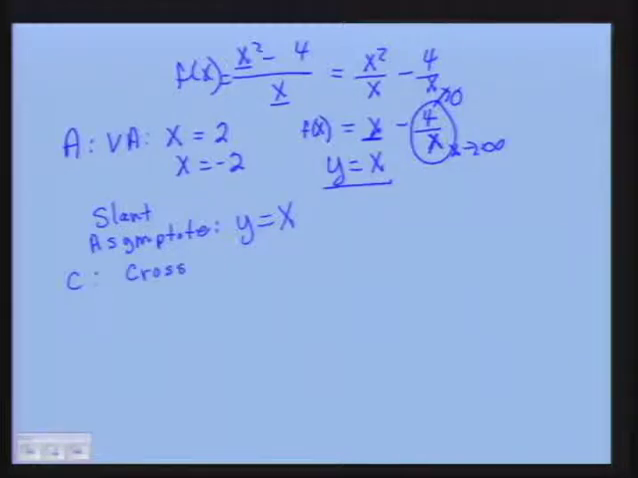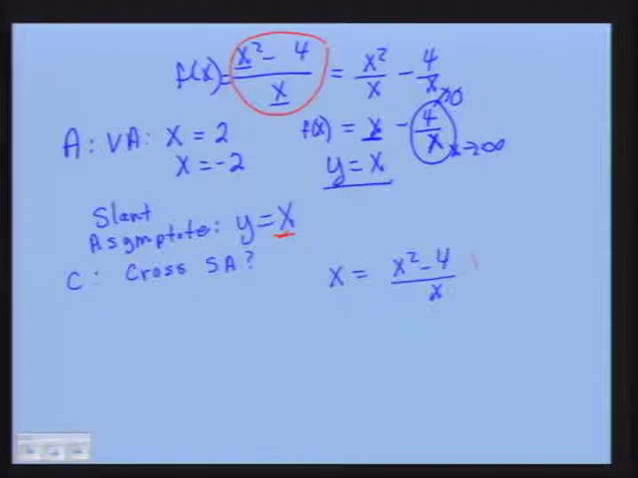It will not cross the vertical, remember, so we want to know if it crosses the slant asymptote. The way we do that, we say the y of the asymptote equals the y of our main function, and see if we have an x that's common to both of them. So we're going to let x equal (x squared minus 4) divided by x.